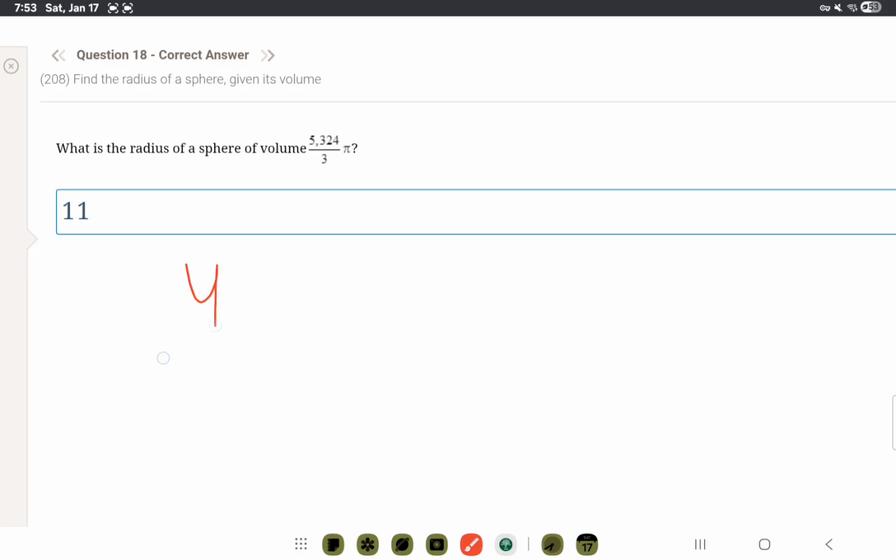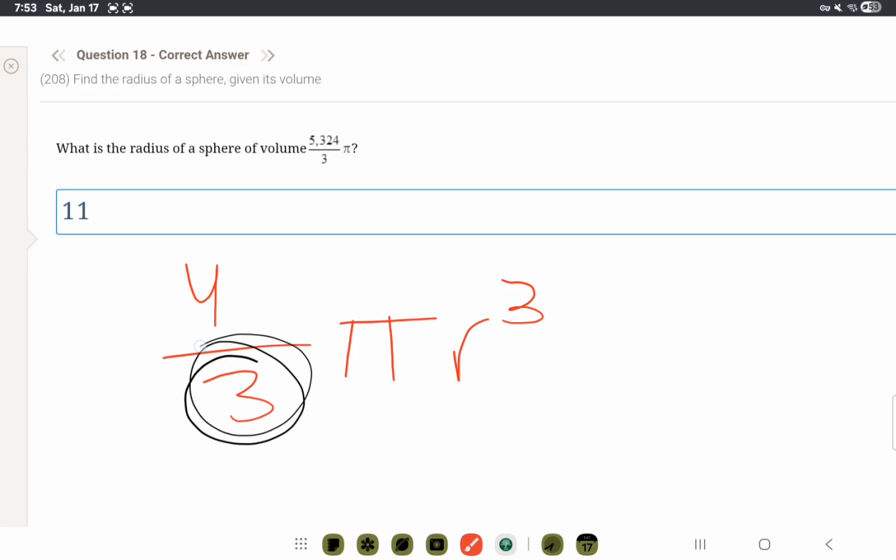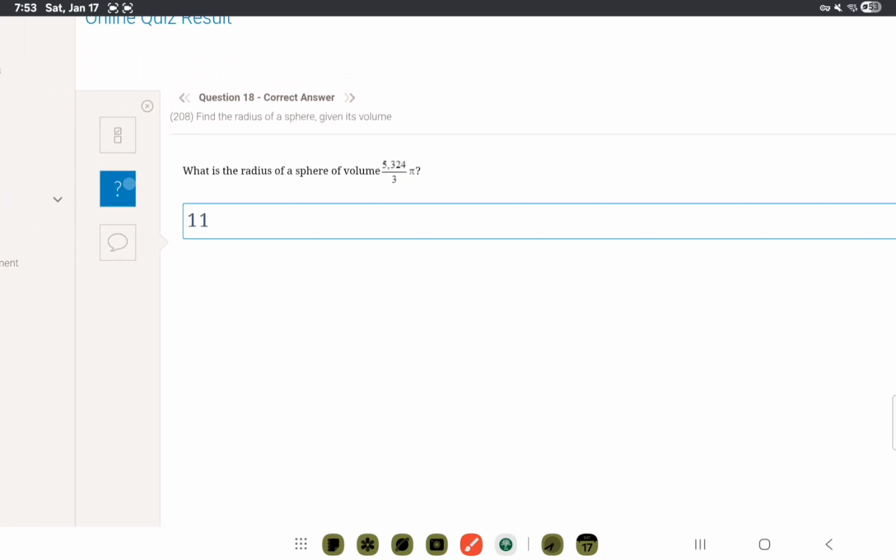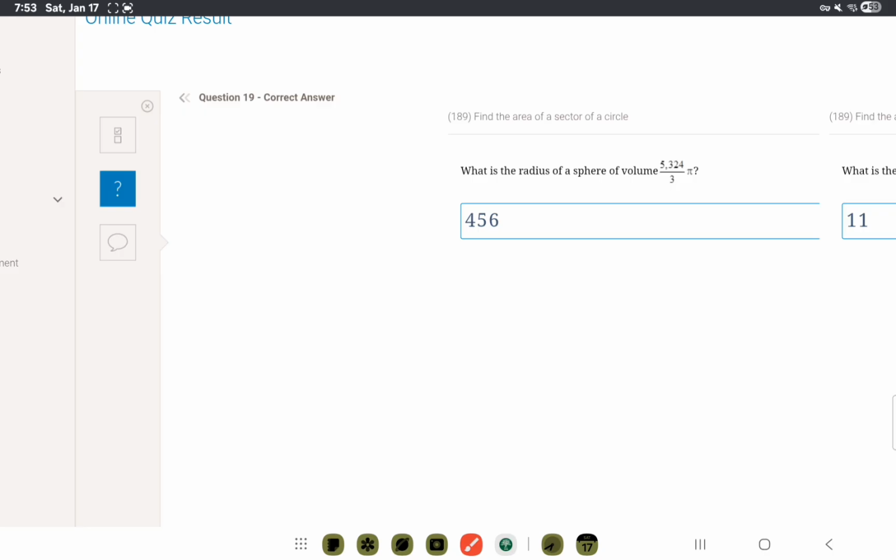So it's basically just 4 over 3 pi r cubed, because you see this, even I mixed up. Anyways, you have 3 here and you have 3 here. So it's going to be 4 over 3 pi times x to the power of 3, because we want the radius. We did this question right now. Okay, we get 11. And that's it. Last question, guys.